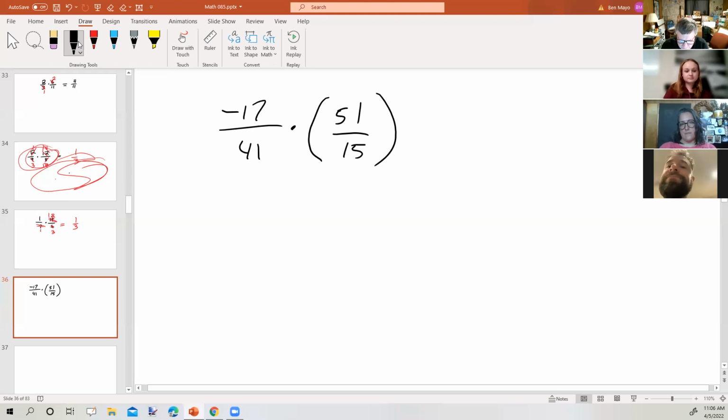17 is prime. Oh, you know what? 3 times 17 is 51. So could I reduce those? Good job. No, I can't. They're on the same line. It's got to have one on top and one on the bottom.